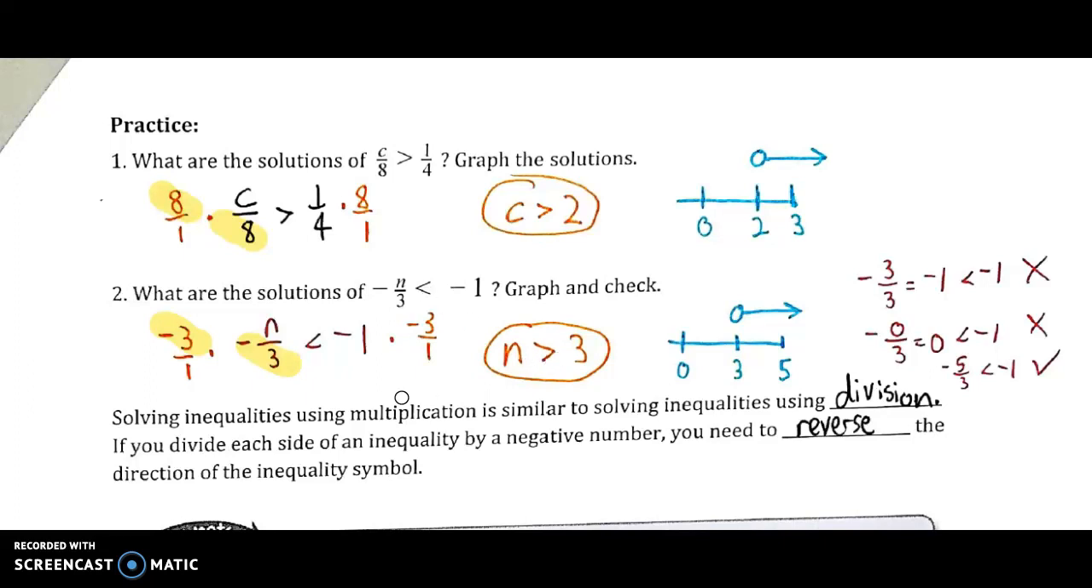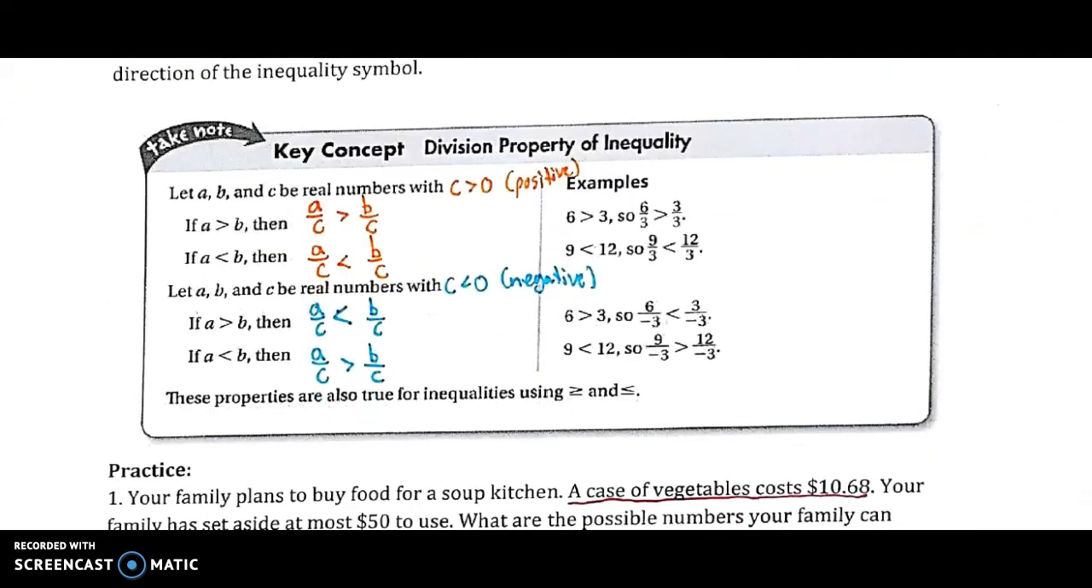Solving inequalities using multiplication is also similar to solving them using division, kind of like what we saw with equations. If I divide each side of an inequality by a negative number, we also have to reverse the direction of the symbol. So same rules as with multiplication. If I think of my number c as being positive, if c is bigger than 0, and I start off with a being bigger than b, then if I divide by c on both sides, I'll still keep that greater than sign. And if a starts off less than b, dividing by c on both sides, it's going to stay less than if I'm dividing by a positive.